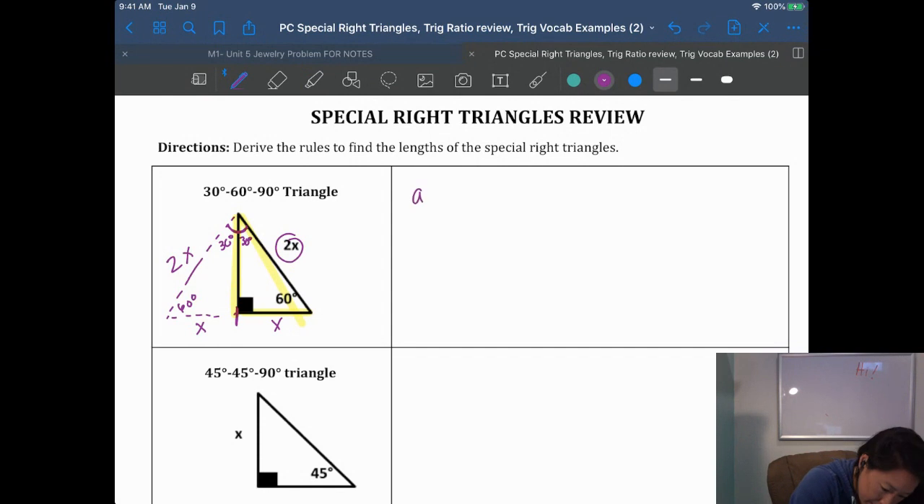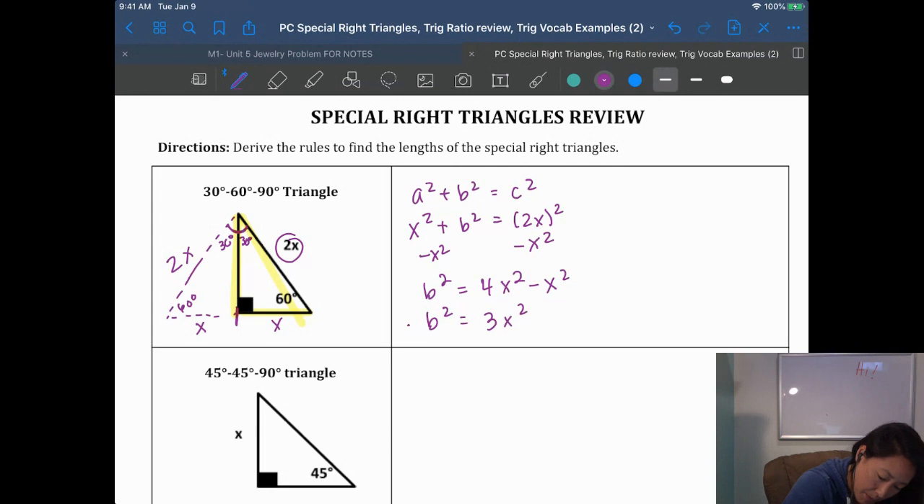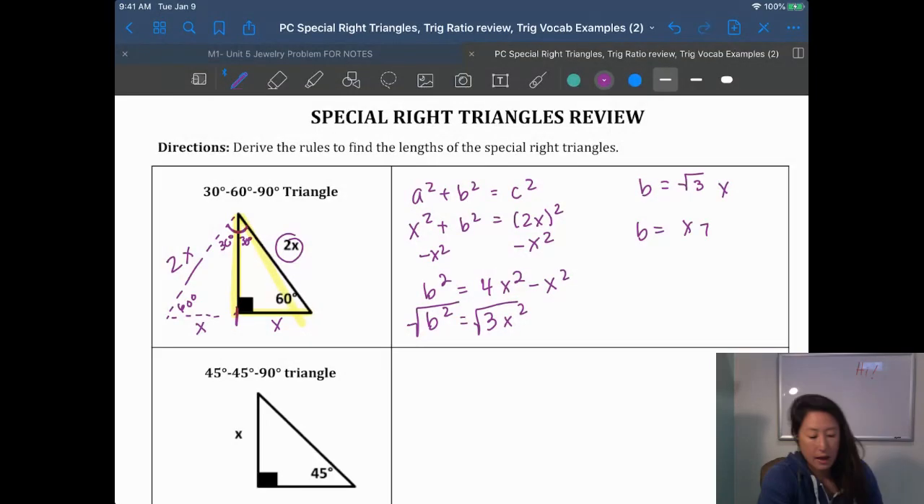And in this case, c squared is equal to 2x squared. And then we'll call a x squared plus the height, which is b squared, okay? So I'm gonna go ahead and subtract x squared to the other side. So I get b squared is equal to 4x squared minus x squared. So b squared is equal to 3x squared. And then square root, and we get b is equal to root 3 times the square root of x squared, which is just x, or x square root 3. So the length of the height would be x root 3.